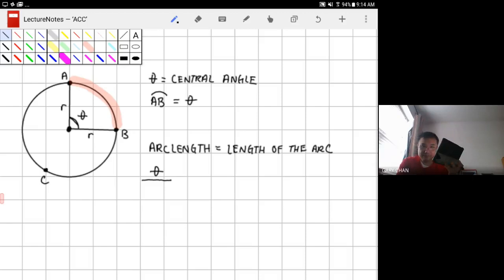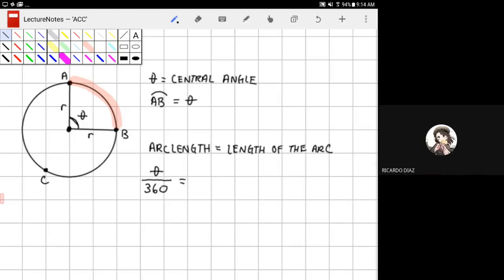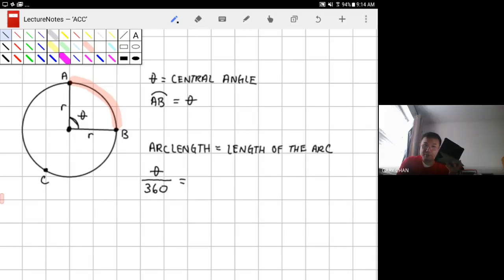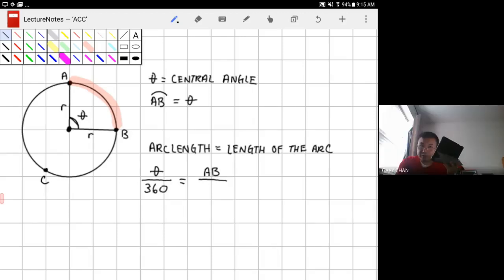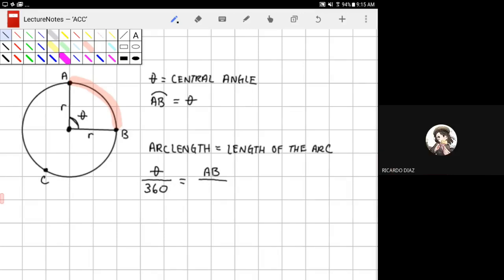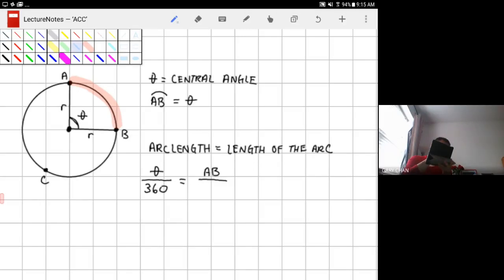So if I set up a proportion between theta and the overall circle, those two ratios should be proportional to the length of arc AB to the full length of the entire circle in terms of R. I don't know what the radius is, but what is the full length of the entire circle in terms of R? How do I find it? 2 pi R. Yeah, 2 pi R.